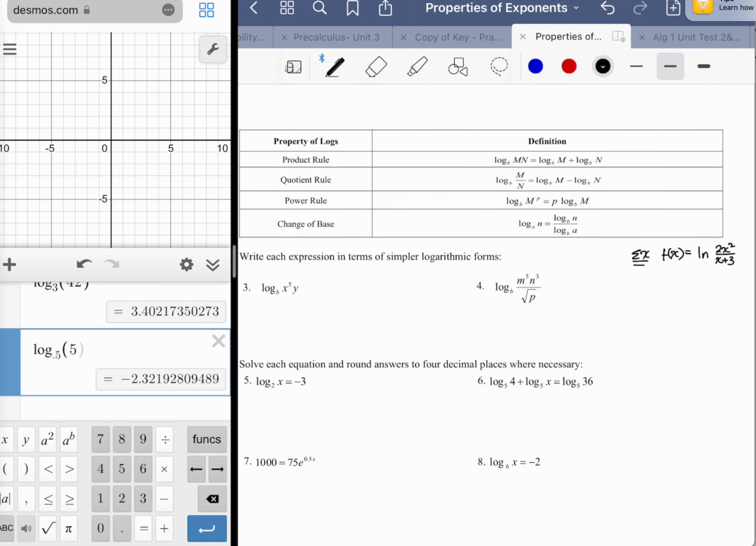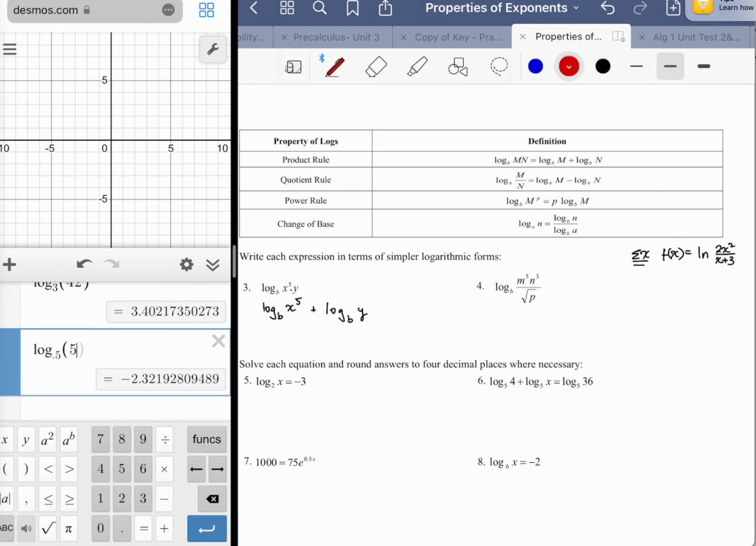So just going back to number 3, we can apply any of these rules as needed. I see here that I have a product of x to the 5th and a y. So that would tell me that I would want to apply the product rule. So log base b of x to the 5th y expands out to log base b of x to the 5th plus log base b of y.